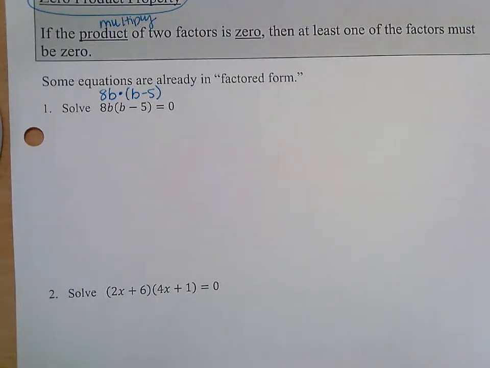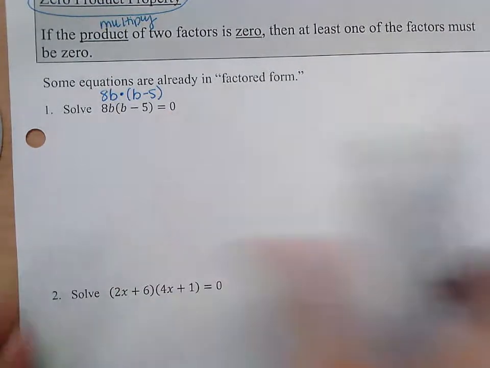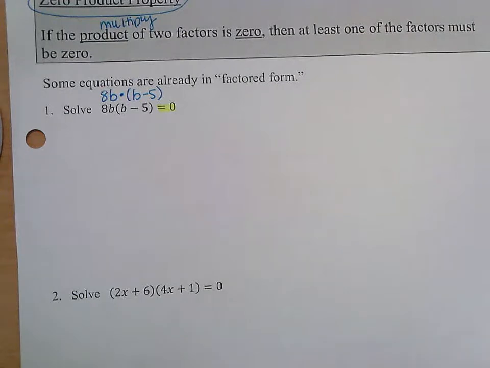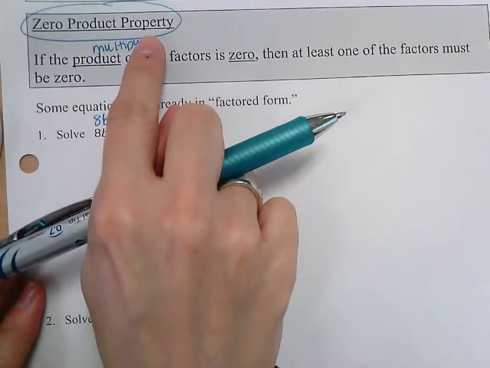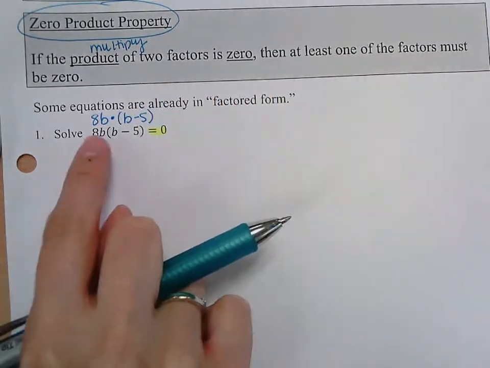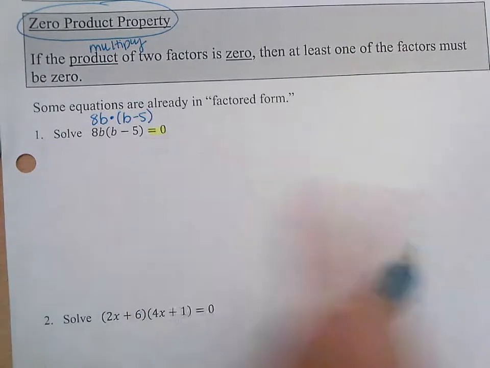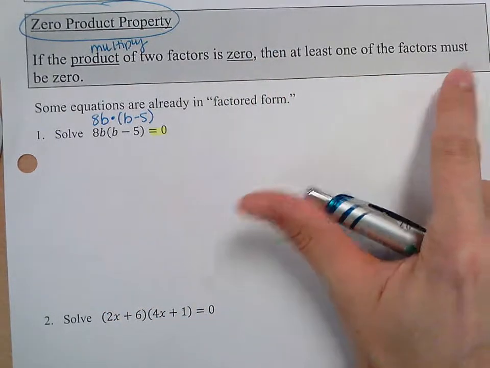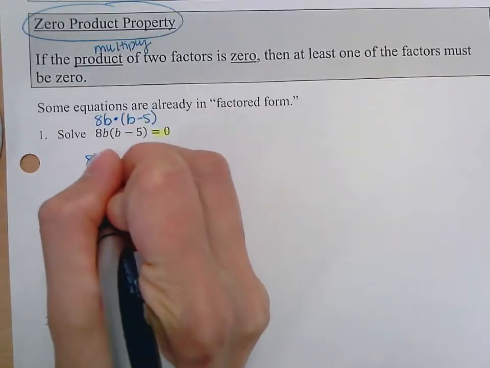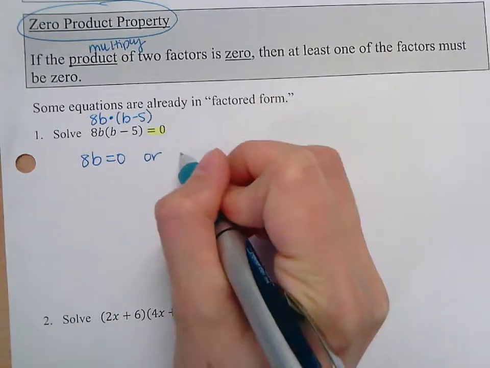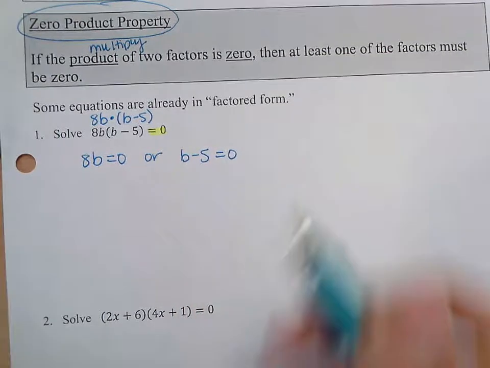So if it's already in factored form and you have the equal 0 on this side, so that's important too, that this side is equal to 0 and not a different number. This is how the zero product property works. This means I would set each factor equal to 0 and solve for b in this case. So again, it says if the product of two factors is 0, at least one of them must be 0. So this means either the factor 8b is equal to 0 or the factor b minus 5 is equal to 0.